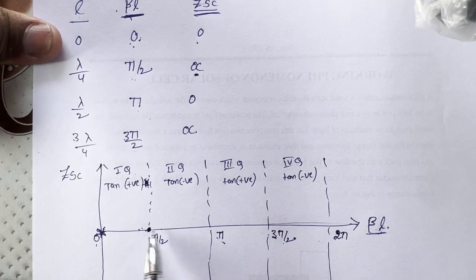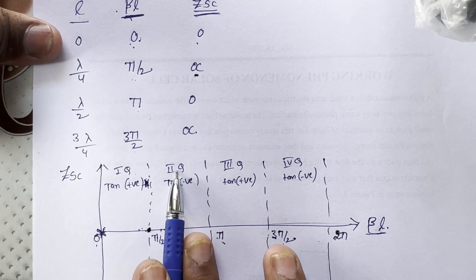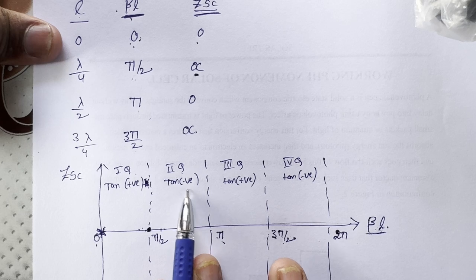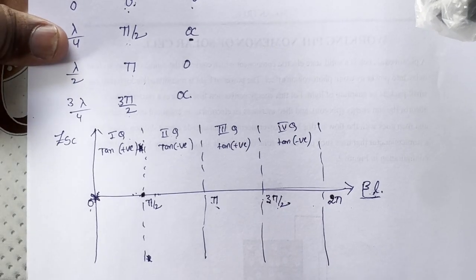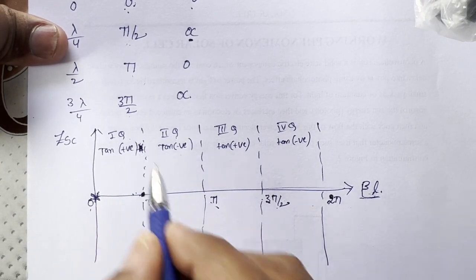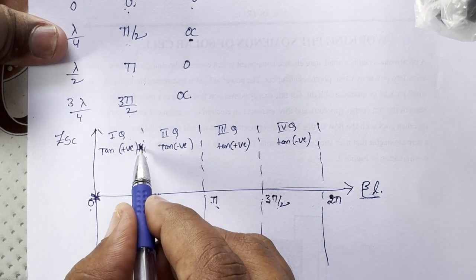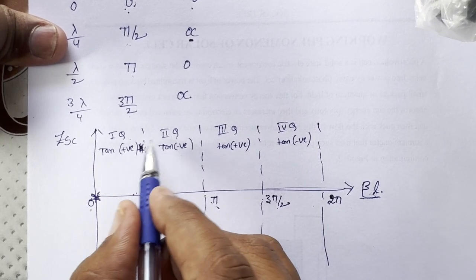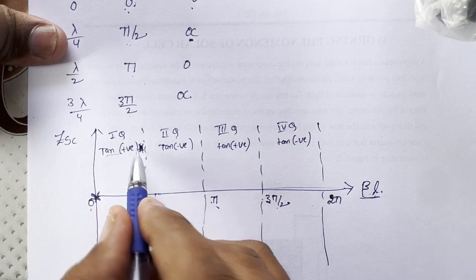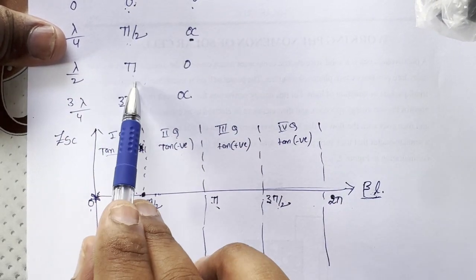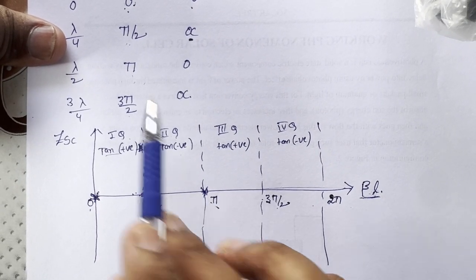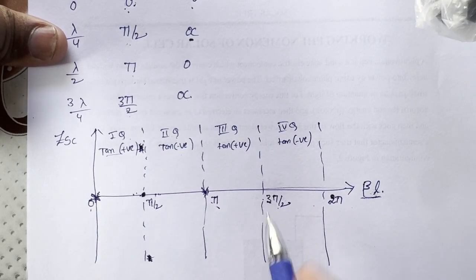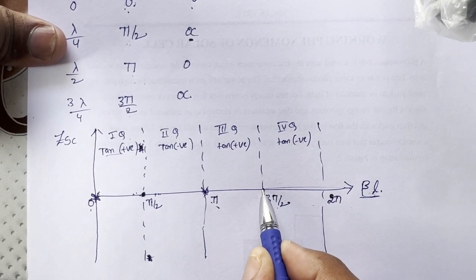If it is greater than pi by 2, it comes into the second quadrant. In the second quadrant, tan value is negative, so minus infinity. It is a plus infinity, it is a minus infinity. Here we have represented in the first quadrant because tan is positive in the first quadrant. Now at beta L equal to pi, its value is 0. It is the point. At beta L equal to 3 pi by 2, it is infinity.